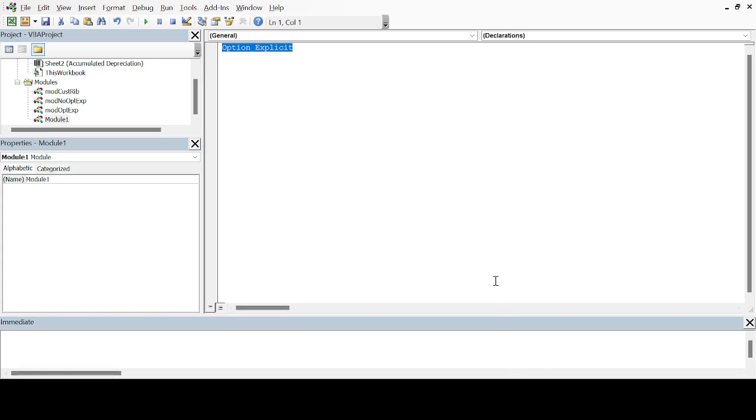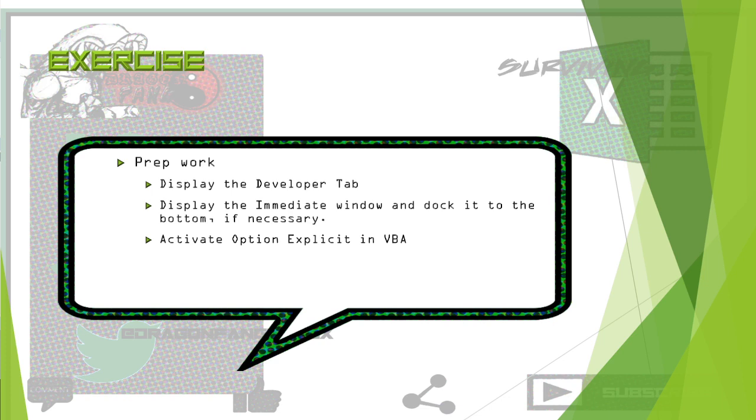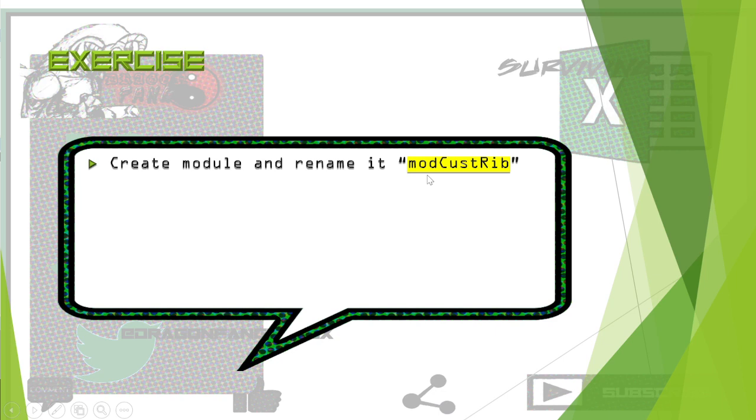All right. So what you're going to do now is you're going to create a module called mod cust rib. Okay, so we're going to create that. And I'm going to show you how.